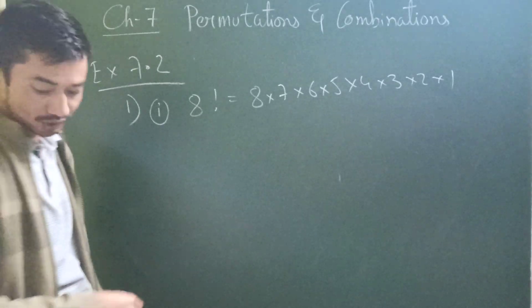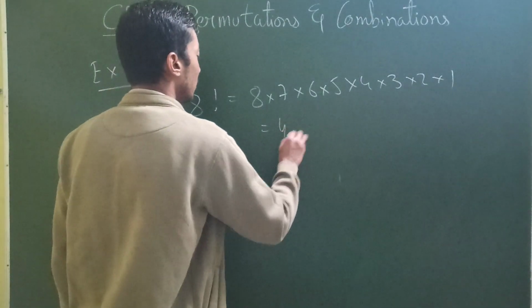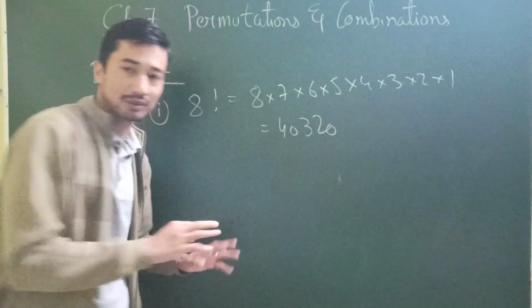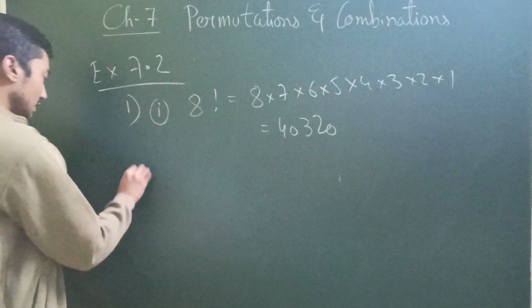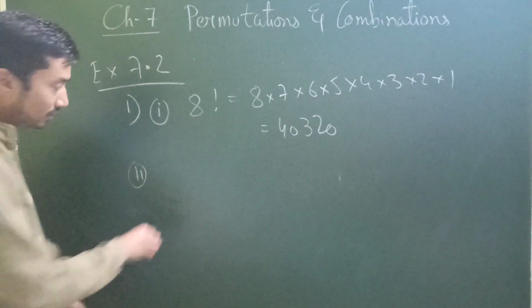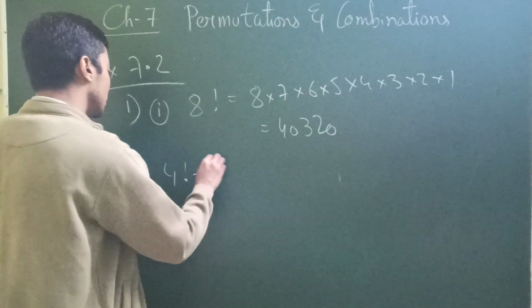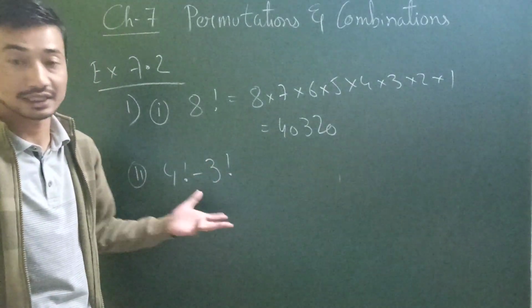So what do we get? You should be getting 40320. So there was nothing involved there. Next question, let's do it quickly. That is 4 factorial. I want to give you some very interesting questions after we finish this exercise.